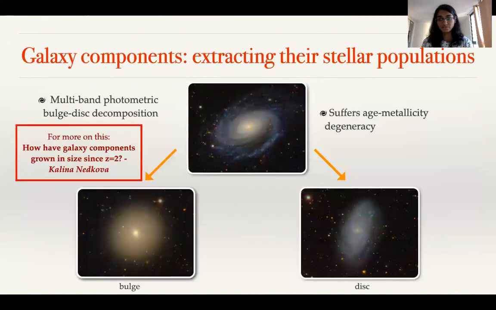One common way of doing this is through photometric bulge disk decomposition, and this is done by taking the image of a galaxy and fitting the light profiles of the bulge and the disk, which gives you two-dimensional models of each component by creating wavelength-dependent models. From the fit, we can then extract the observed magnitudes and structural parameters like the size and Sersic index. And for multi-wavelength data, this can be done with all band images simultaneously.